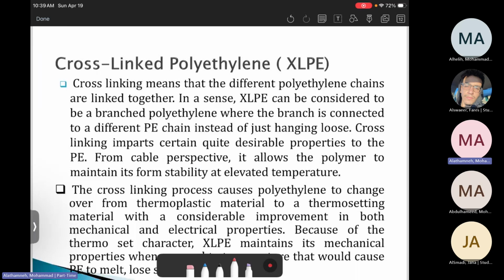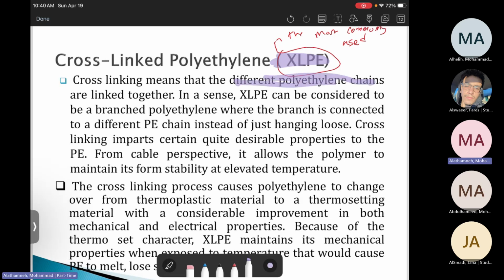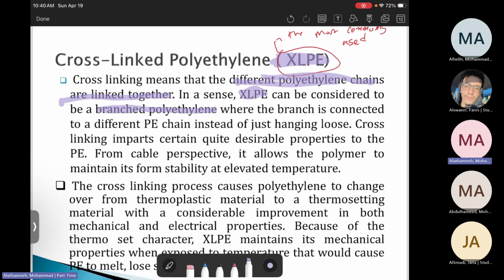Cross-linked polyethylene, XLPE, is very common, the most commonly used, as we mentioned earlier. Cross-linking means the polyethylene chains are linked together. In a sense, XLPE can be considered a branch of polyethylene where the branch is connected to a different PE chain instead of just hanging loose.